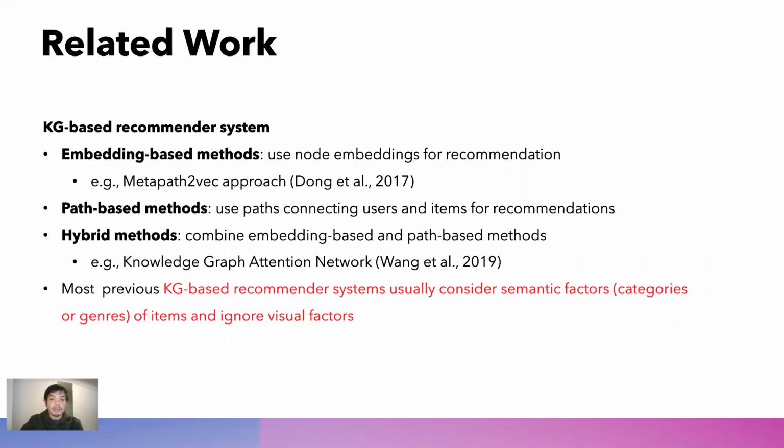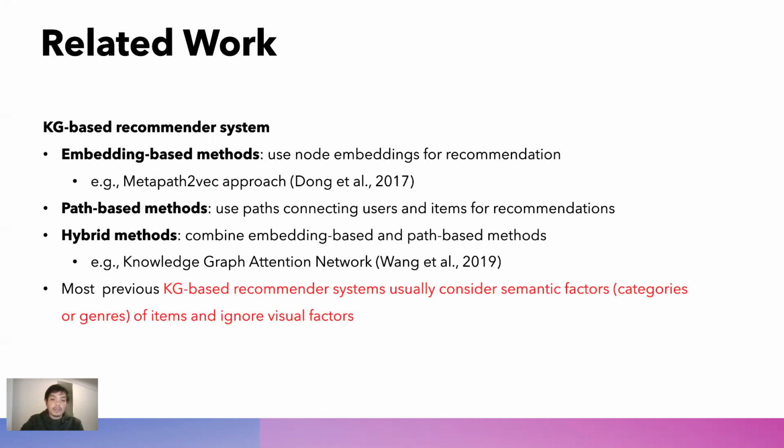Knowledge graph-based recommender systems can be divided into three major types. The first one is the embedding-based method that uses node embedding for recommendation, such as Metapath2vec. The second type is the path-based method, using paths connecting users and items for recommendation. The last type is hybrid methods that combine both of the previous types. One of the state-of-the-art models is the knowledge graph attention network.